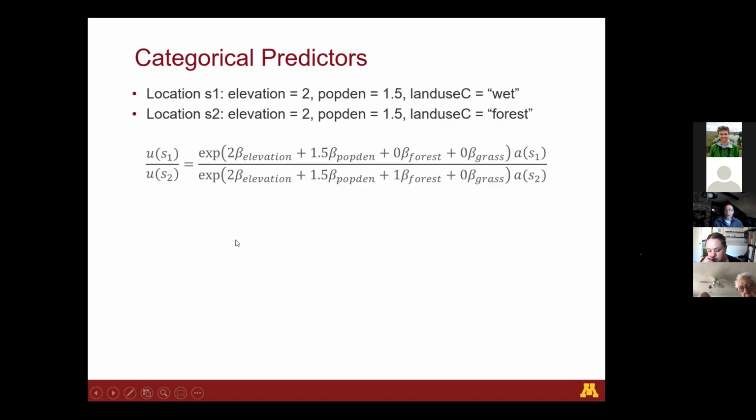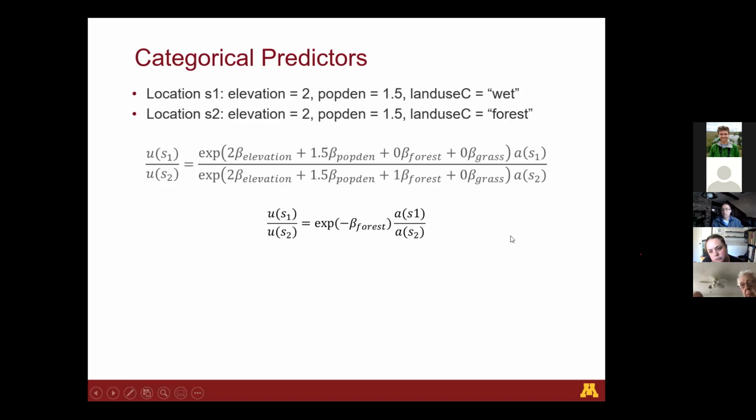So in our paper, we use this framework to illustrate how you can understand these coefficients. One way to do that is you could consider two locations that have the same elevation, same population density, but they differ in terms of the land use category. So one is found in wet areas and the other in forested areas. And if we take the ratio of their probabilities of use, we get these two equations. The denominator in that ugly equation I showed you before cancels because it'd be in both places. And we're left with an expression that says the ratio of use of these two locations is e to the minus coefficient for forest times the relative availability of wet versus forest.